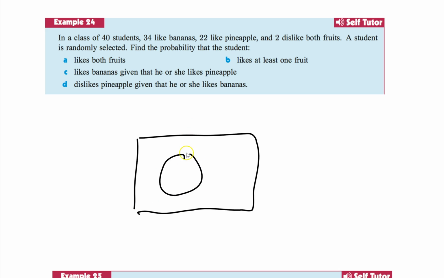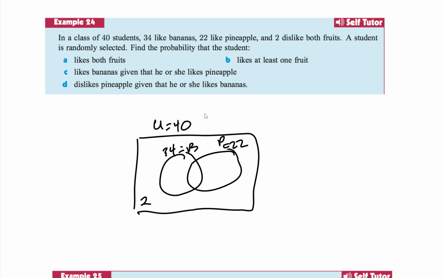Right? This is 34. This is bananas. This is pineapple, right? And now again, 22 like pineapple, that is not this side, the whole circle is 22. There are people that only like pineapple, that hate bananas. 2 dislike fruits. A student is chosen at random. We want to find the probability that the student likes both fruits, and so on. Okay, there's a reason I want to do this one. There's a reason I'm doing this one.